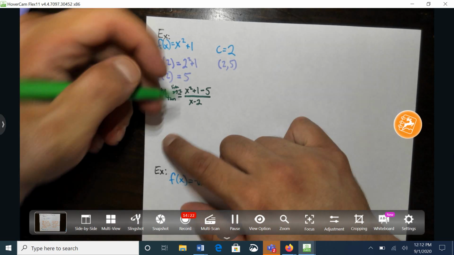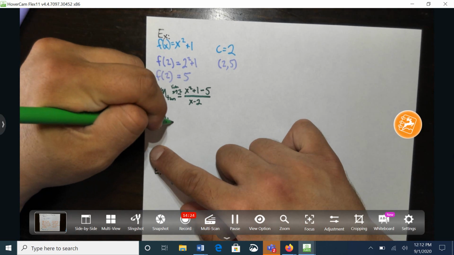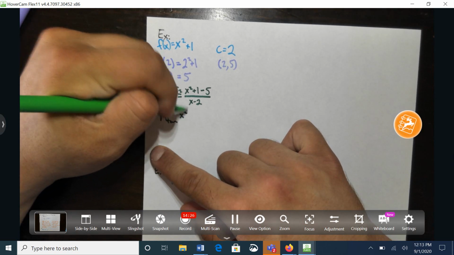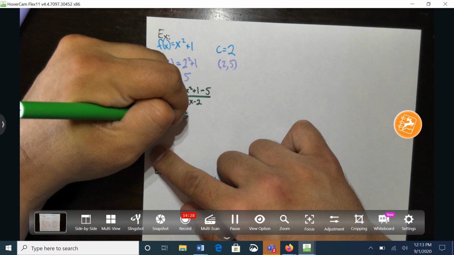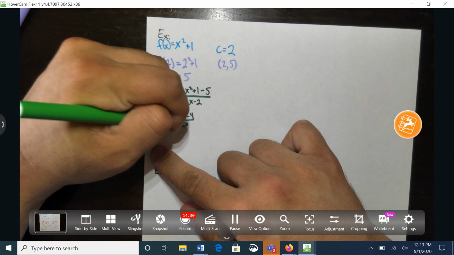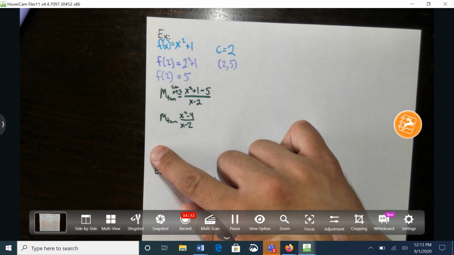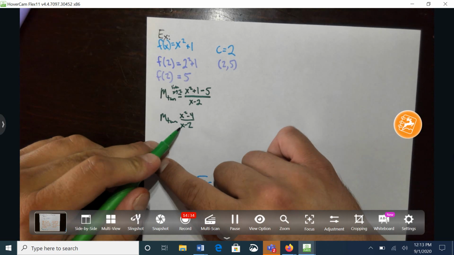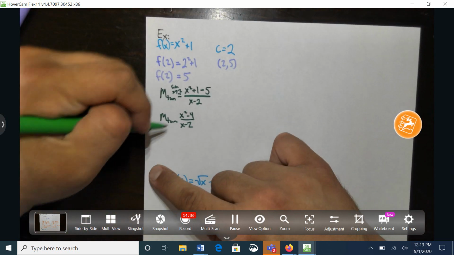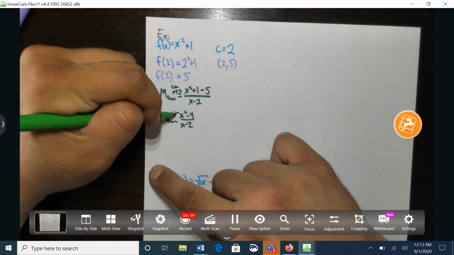So now let's simplify. m tan is equal to x squared, and then 1 minus 5 is negative 4, over x minus 2. And this is starting to look familiar, right? I think this is exactly what we had last time, actually. So we can't. Oh, I forgot the limit again.